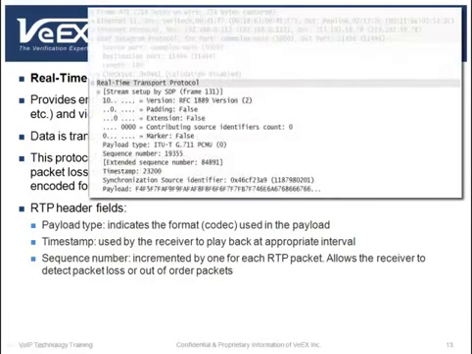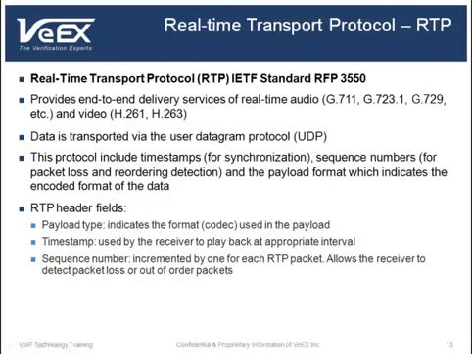RTP includes 3 header fields. The payload type field indicates the codec used in the payload. The timestamp field is used by the receiver to synchronize so that it can play back at the appropriate interval. The sequence number field, which allows the receiver to detect packet loss or out-of-order packets, changes by increments of 1 for each RTP packet. The timestamp and sequence number fields are used to compensate for possible network impairments, such as packet loss, out-of-sequence packets, and jitter.